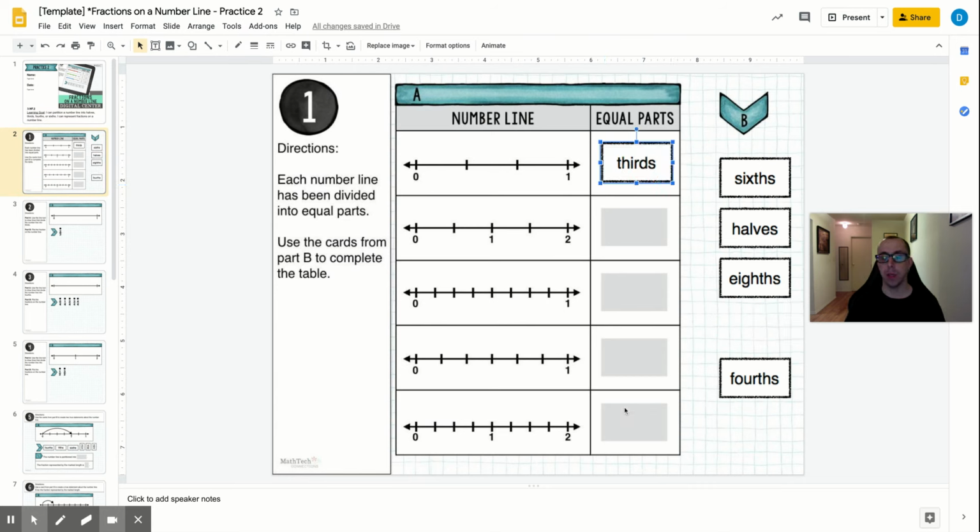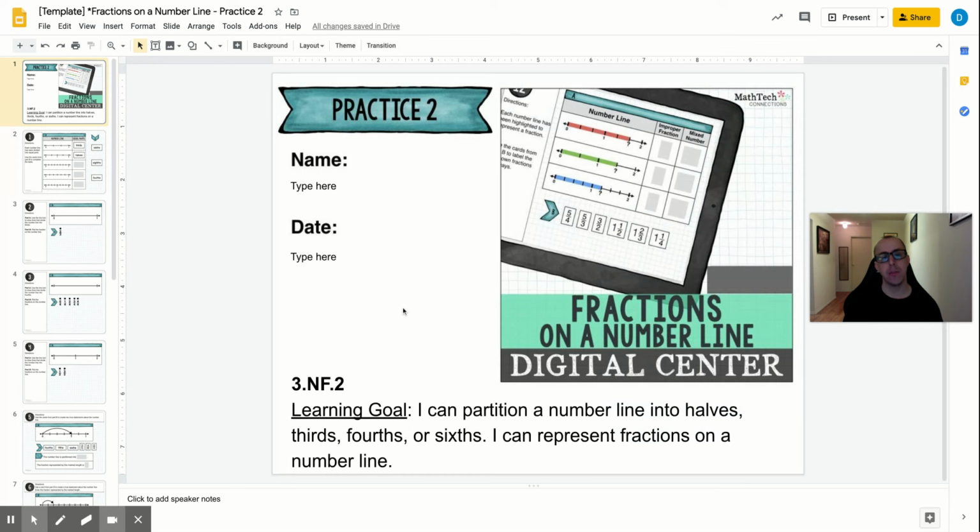Now, some people are still making a mistake with this. They're counting from 0 to 2. So this is the mistake that's happening: 1, 2, 3, 4, and then they're calling this fourths. Okay, this is not fourths. You have to count from 0 to 1 right here. So 1, 2. This number line is different than this number line, okay? So since this has two parts, this is halves. So this is 1/2, 2/2, 3/2, 4/2.